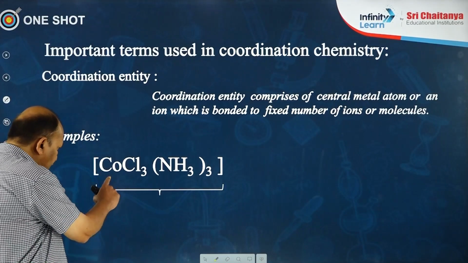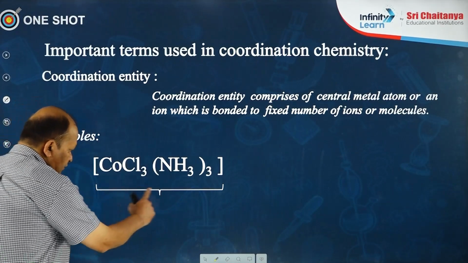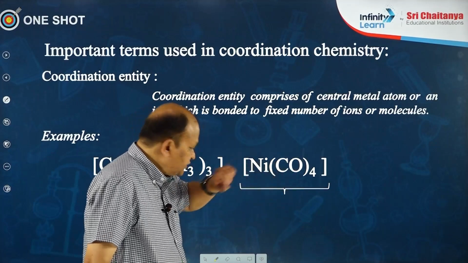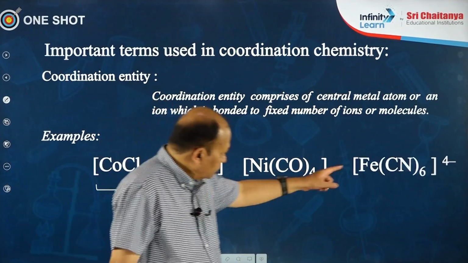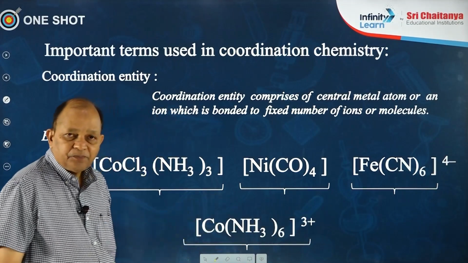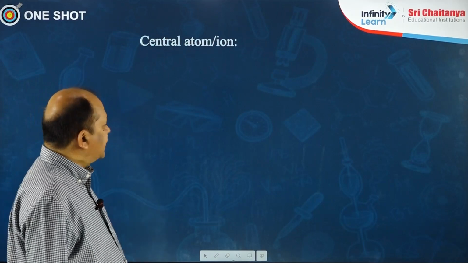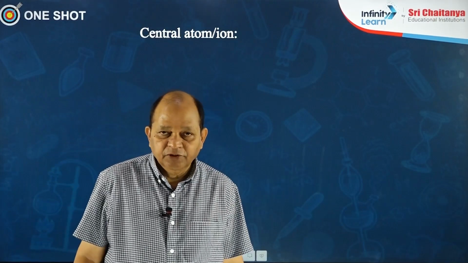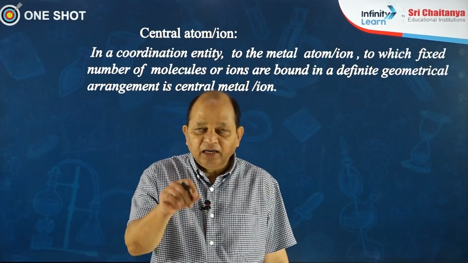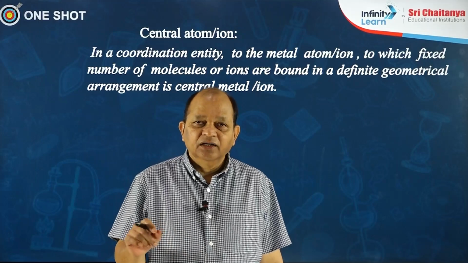Look here, this is the coordination entity. Here the central metal ion is there, to which a fixed number of ions or molecules are bonded. Another example, metal and a fixed number of molecules bonded. One more example, and these are the coordination entities. The next important term is central atom or ion. In the coordination entity, ligands are bound to the central atom or ion. The ligands can be molecules or ions.